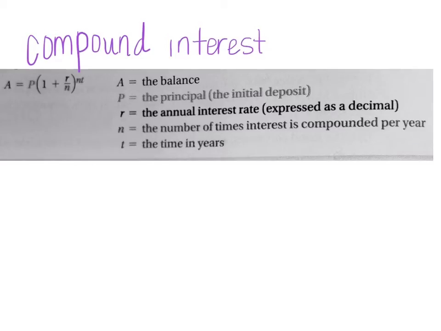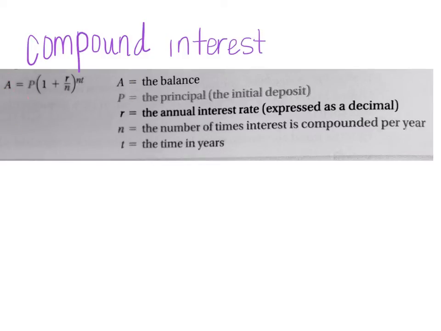And whatever they tell you they're going to do interest by is called the periods, or the number of times interest is compounded per year. So if they say, well, we'll give you interest monthly, then that would be 12. If they say weekly, that would be 52. Okay? So here's all the different parts.